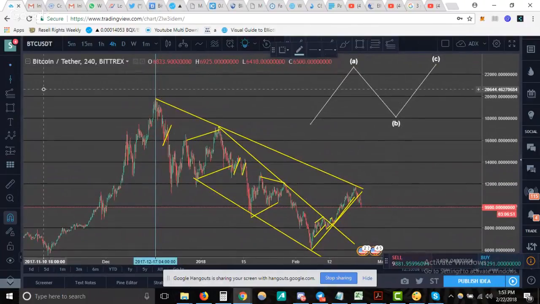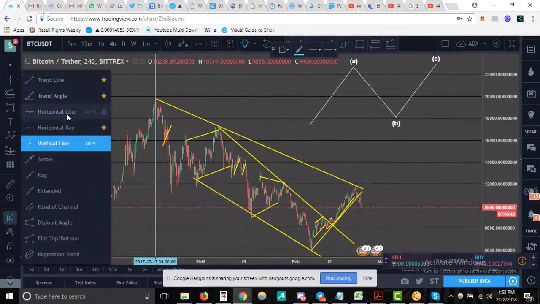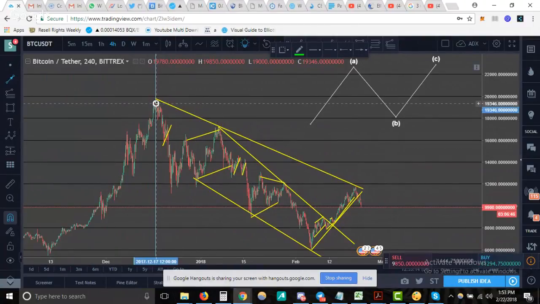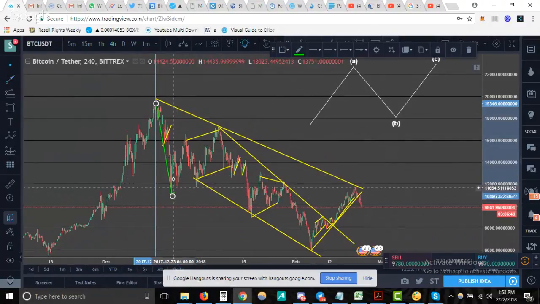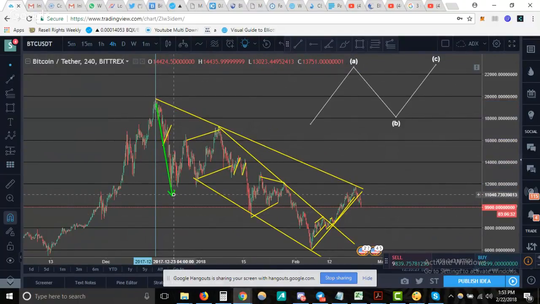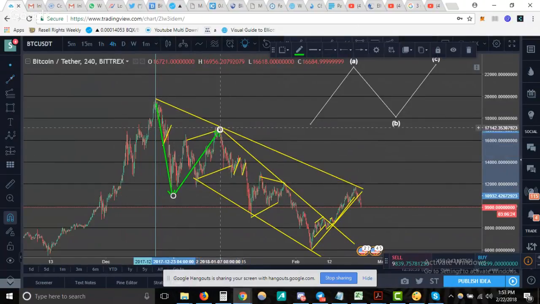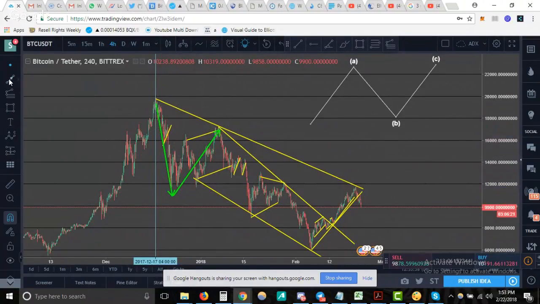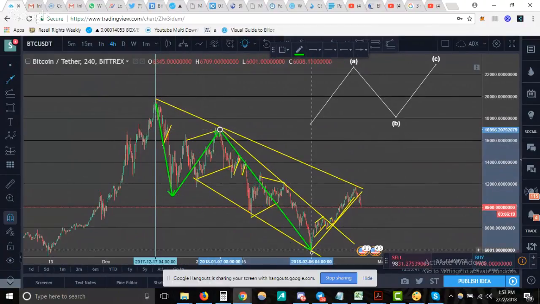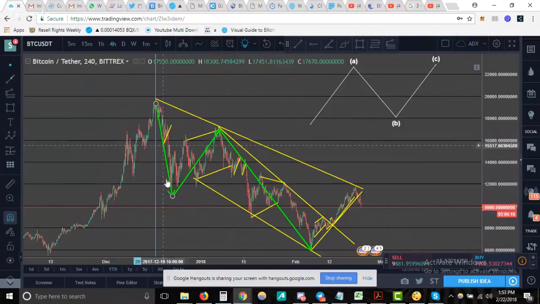And how do I know? You can see it here. From here the market went down, and from here again it goes up, you can see it goes up here. And from here, the market went down. Applying this, it is simply an A, B, and C.